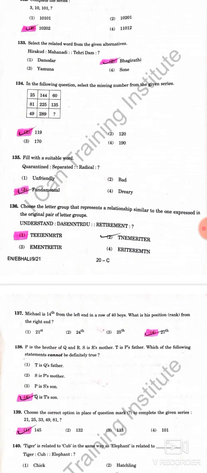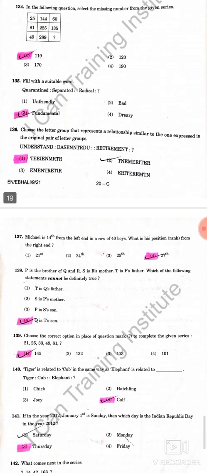Question number 135. Fill in the blank with a suitable word. Quarantine, separated, radical, and the answer is option number 3. Question number 136. Choose the later group that represents a relationship similar to the one expressed in the original pair. Of the later groups: understand, doesn't do, retirement, and the answer is option number 2.